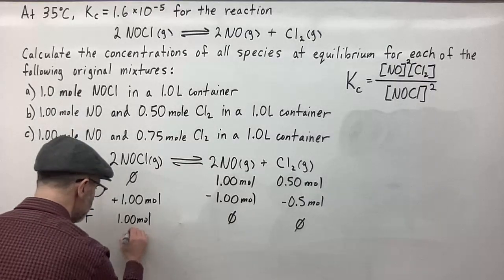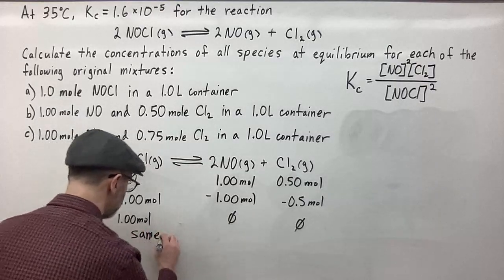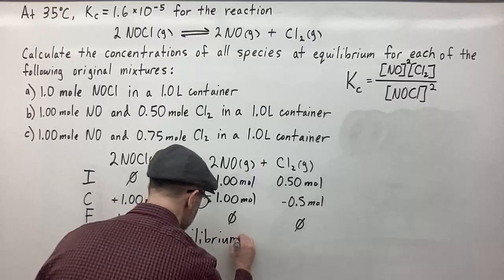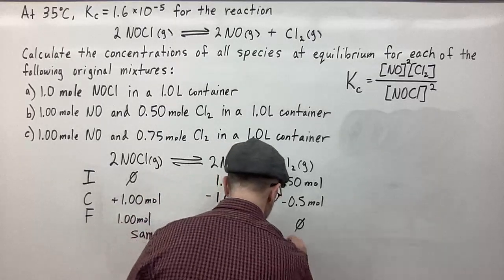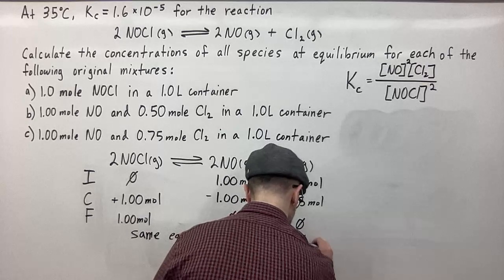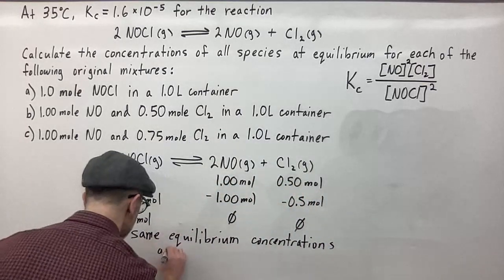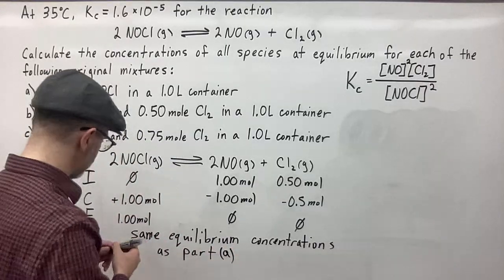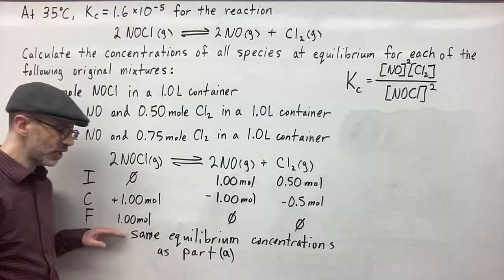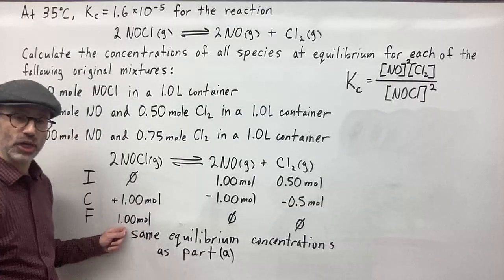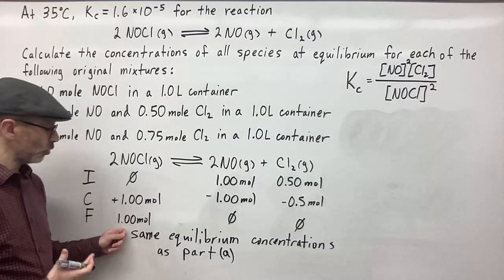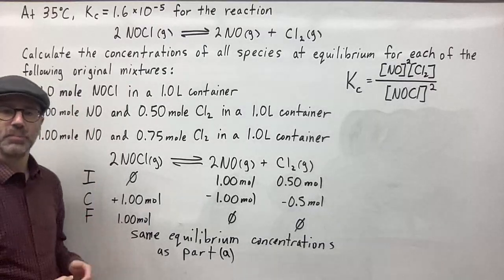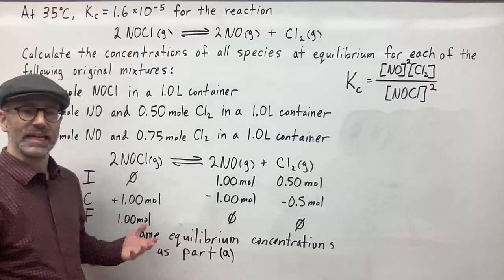So I'll write: same equilibrium concentrations as part A. And again, the reason for that is because after we did the stoichiometry, we ended up with the exact same starting materials, or starting moles, that we had in part A up here. So it's going to end up being the same concentrations at equilibrium.